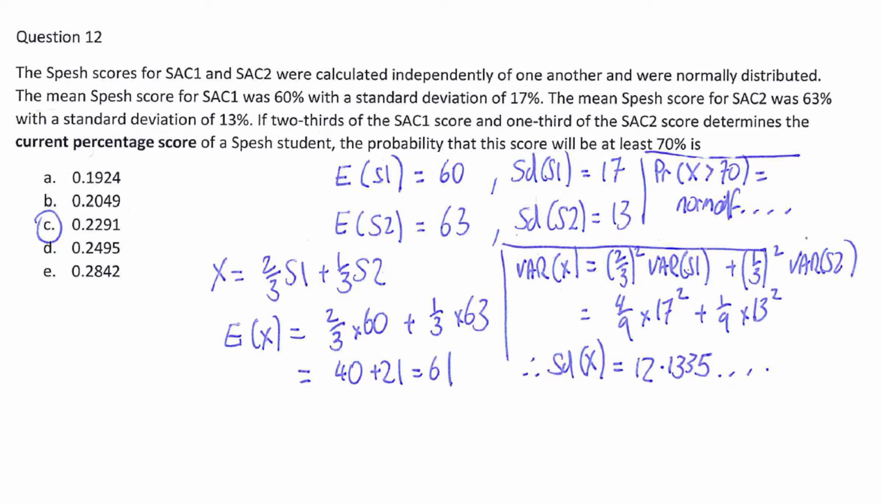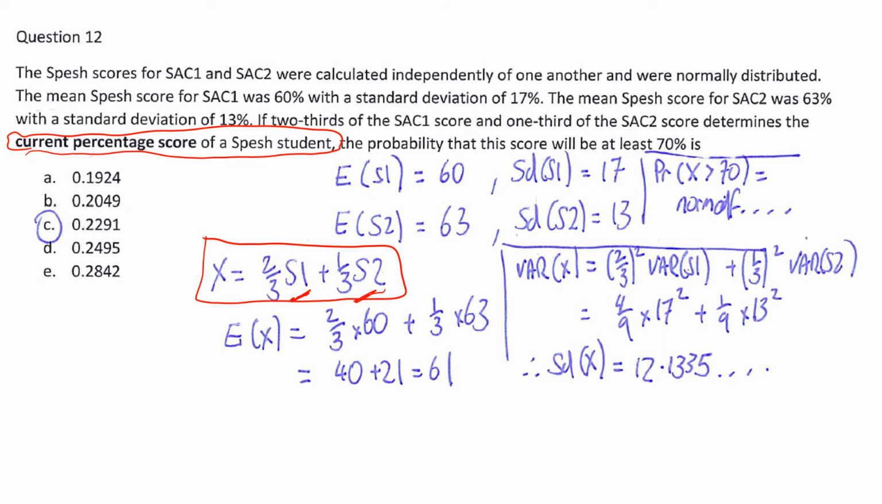Okay, what we're looking at is this idea of current percentage score of a SPECH student. A current percentage score is made up of 2/3 of SAC 1 plus 1/3 of SAC 2. Find the probability that this current percentage score, we're going to call it X, will be greater than 70%. Okay, so that's what we're after. We're after a higher order random variable that's a linear combination of two other random variables, S1 and S2, both of whom are normal. Therefore, X is also normal.